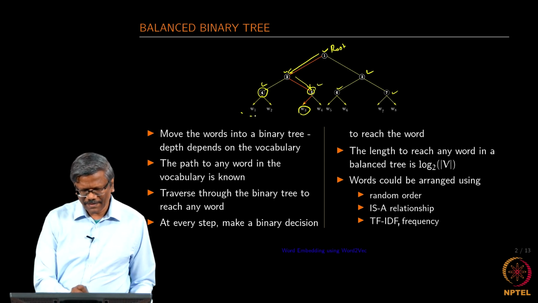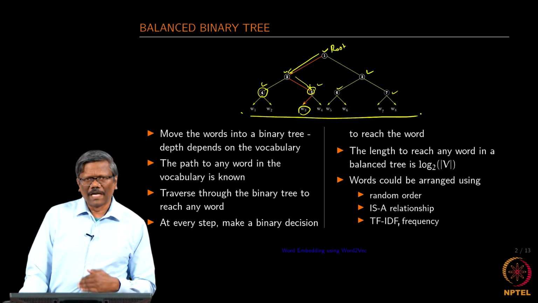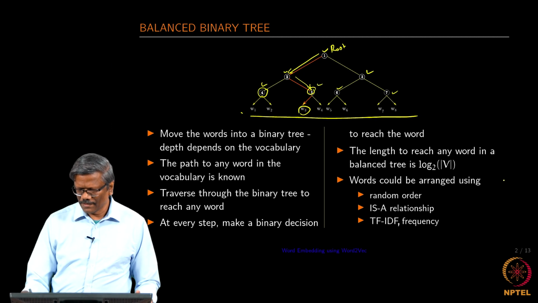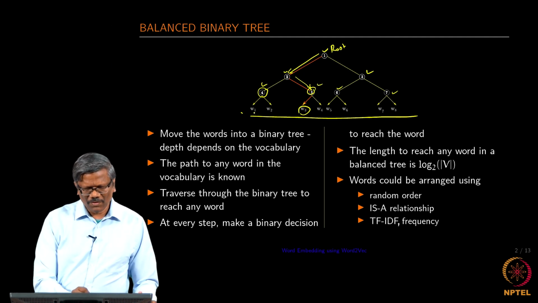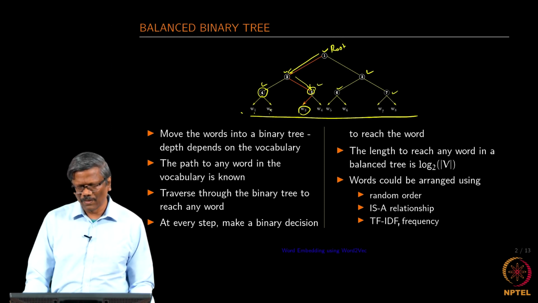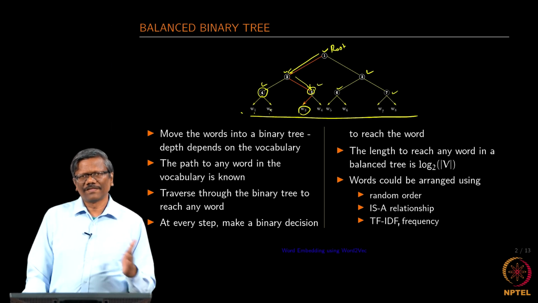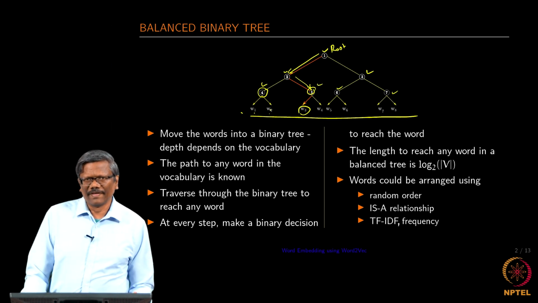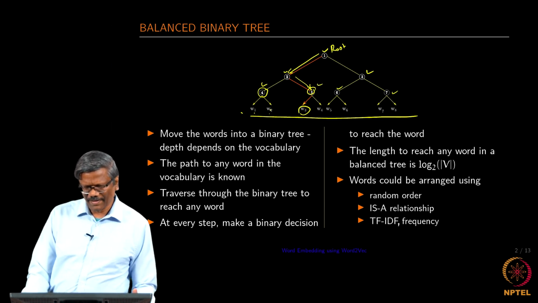So, how do we get these in this order? So, there could be multiple ways of doing it. One is we can take the vocabulary and then place them at random. So, there is no relationship between W1 and W2, it is just placed at random. So, another way is to look at WordNet where the words are arranged in the is-a relationship. I am sure you remember the is-a relationship I spoke about in some of the sessions earlier.